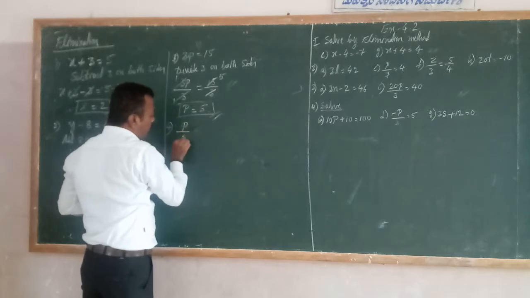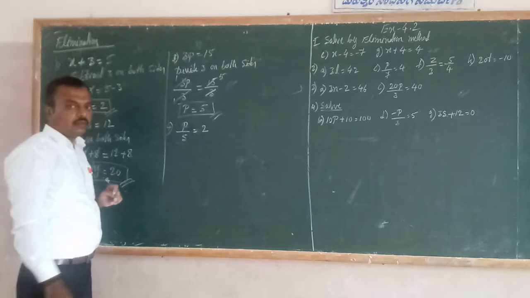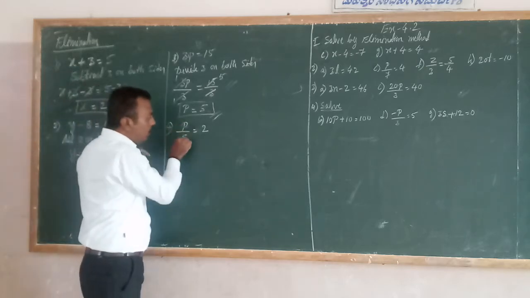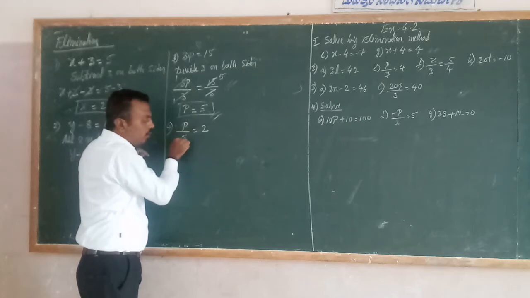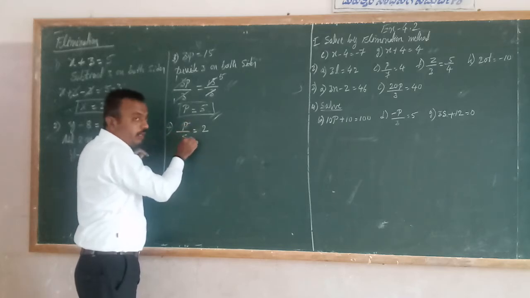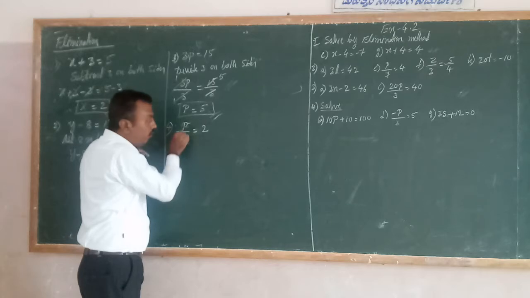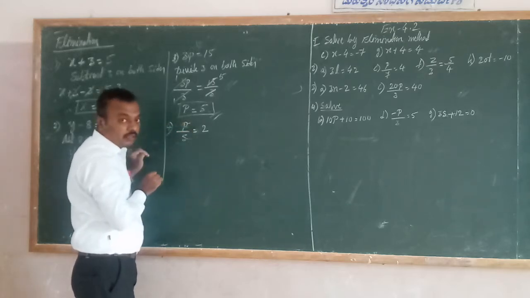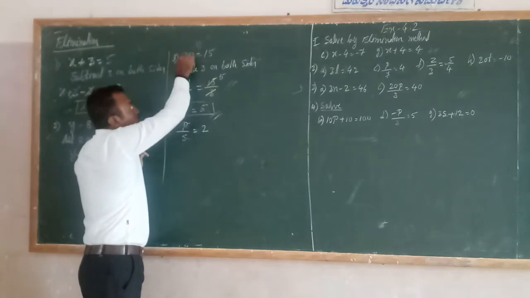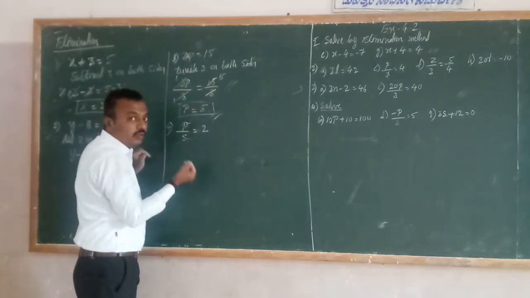P by 5 is equal to 2. See students, here P by 5 is there. In between, P is the variable and 5 is the numerical term, the constant term. We have to remove the constant term from the variable. In between which sign is there? This is the divide symbol. Earlier into was there, we had to do divide. Here divide is there, we have to do multiplication.